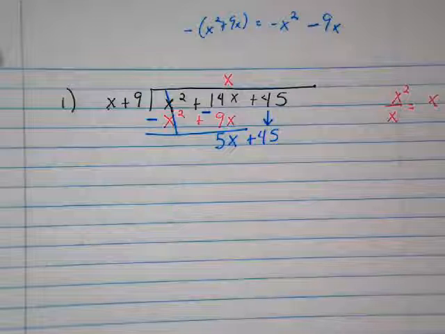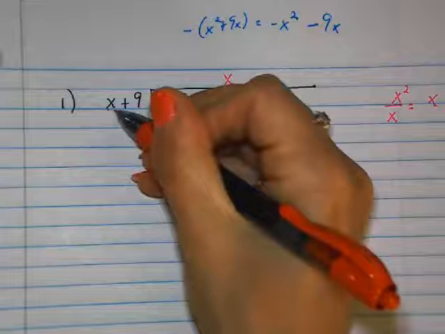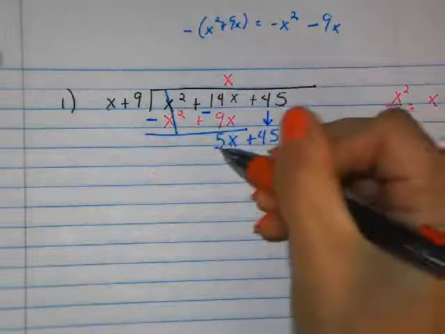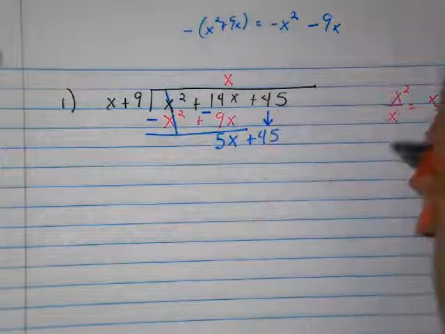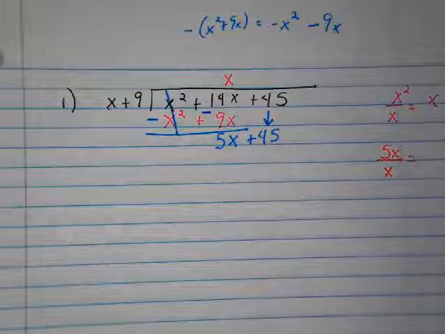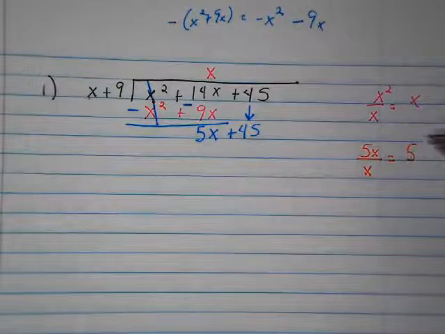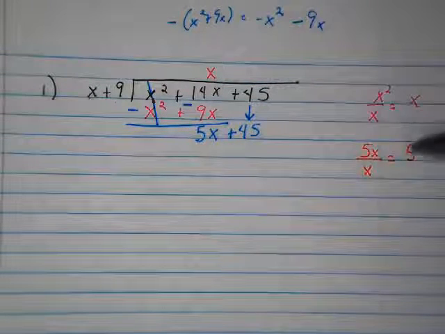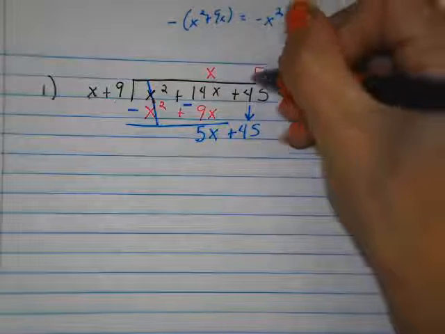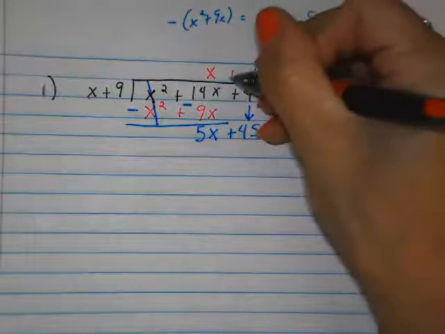Alright, let's go through the process again. This time I want to divide the first term of my divisor into that term of my dividend. So 5x divided by x is 5. So I'm going to put a 5 up here. Notice that's a number. I'm going to put him right above the numbers. Now what kind of 5 is he? Positive or negative? He's a positive, so let's put a plus there.